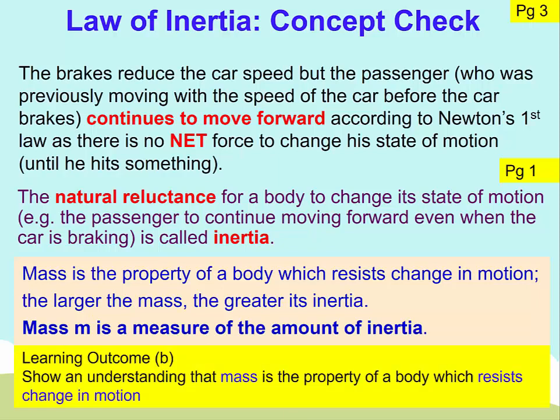And this is learning outcome B. So understanding that mass is a property of a body which resists change in motion. At A level, you do not say mass is the amount of substance in the body. You should say mass is a measure of the amount of inertia.